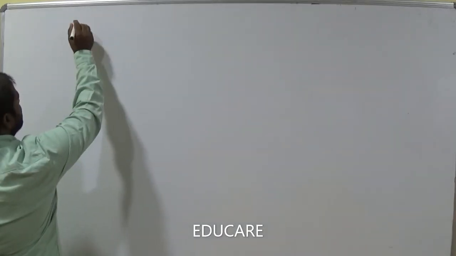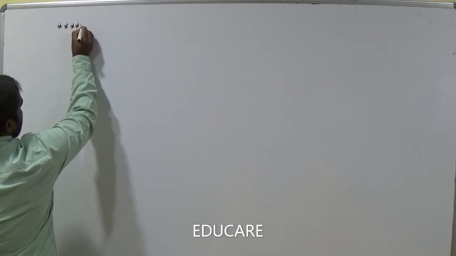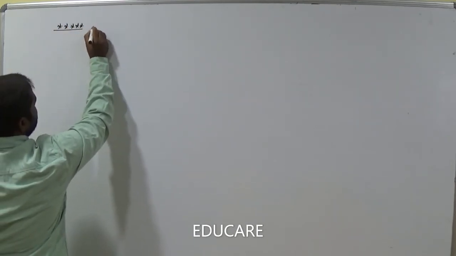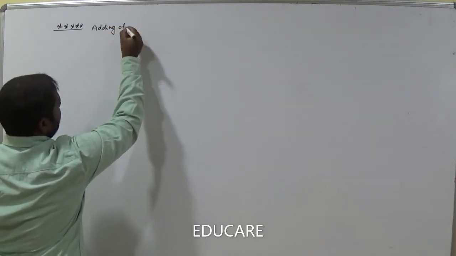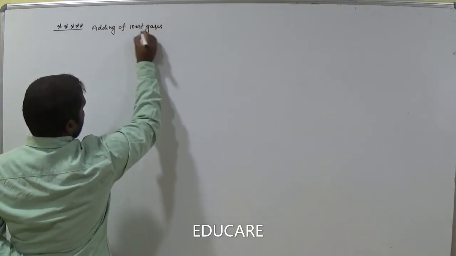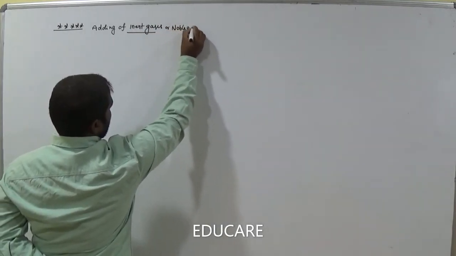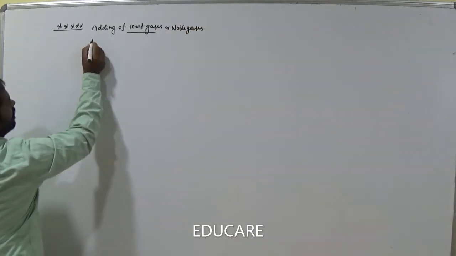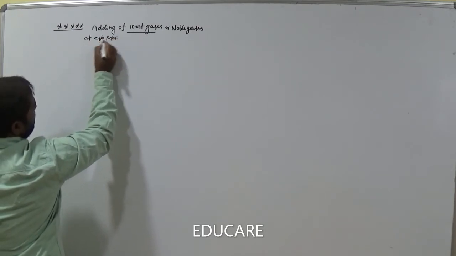And the last factor, adding of inert gases, or we call noble gases, at equilibrium reaction. That means the effect of adding inert gases or noble gases.